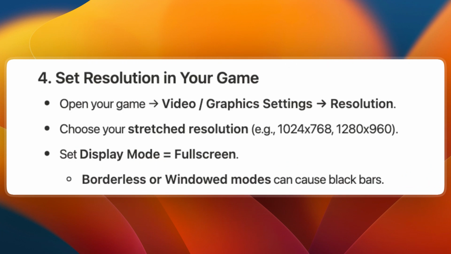Next, set the resolution in your game. So open up your game, go to video or graphics settings and then resolution and choose your stretched resolution. So set the display mode to full screen because borders or windowed modes can cause black bars.